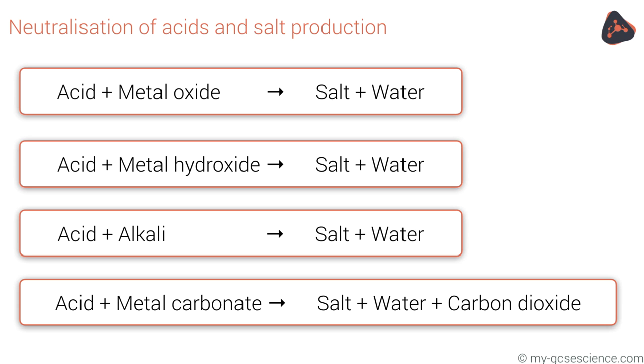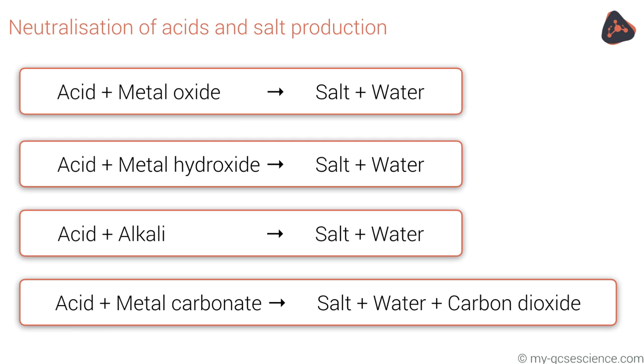Acids also react with metal carbonates to produce salt and water, but because the metal has a carbonate as part of its compound, there's another product this time, and that's carbon dioxide. You're expected to know the general patterns of reactions with acids in this way, and you may be asked to write an equation for any of these.